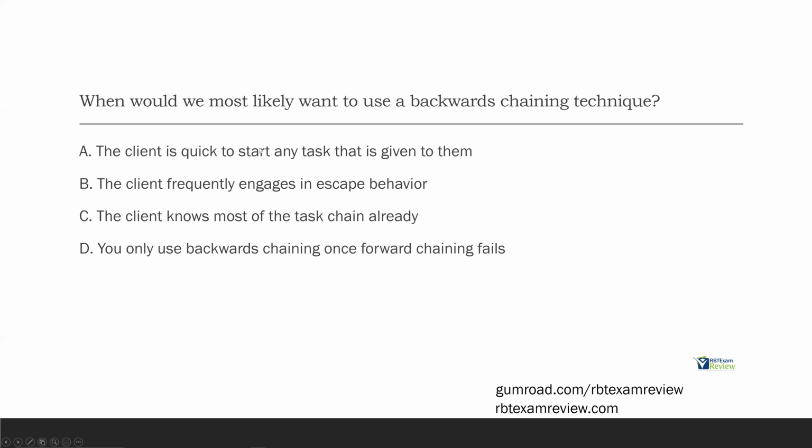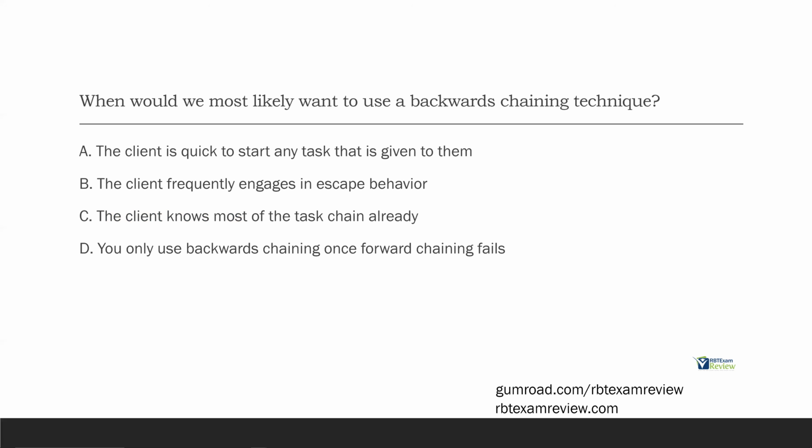When would we most likely want to use a backwards chaining technique? Okay, backwards chaining. Part of our task chains, right? We have forward chaining where we are reinforcing the first step. We have backwards chaining where we are reinforcing the last step. We have total task chaining where we are doing the entire task chain. And then we have a behavior chain interruption strategy where we are intentionally interrupting a behavior chain. This question wants to know about backwards chaining.